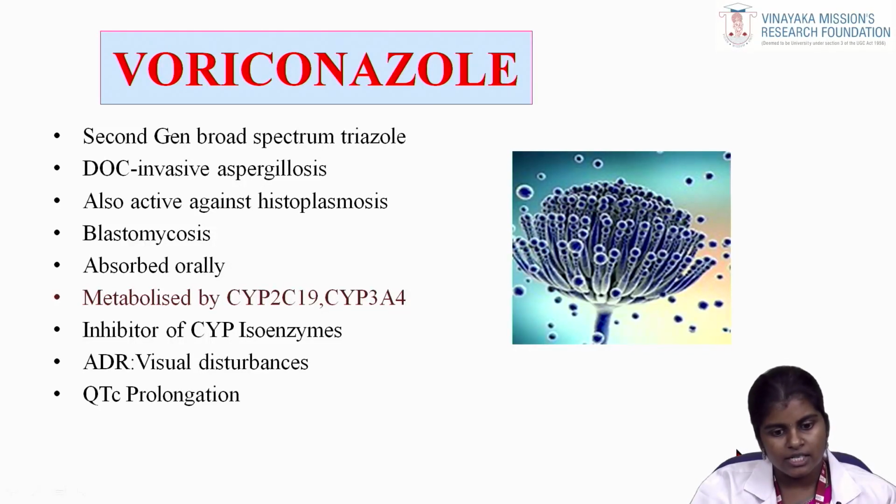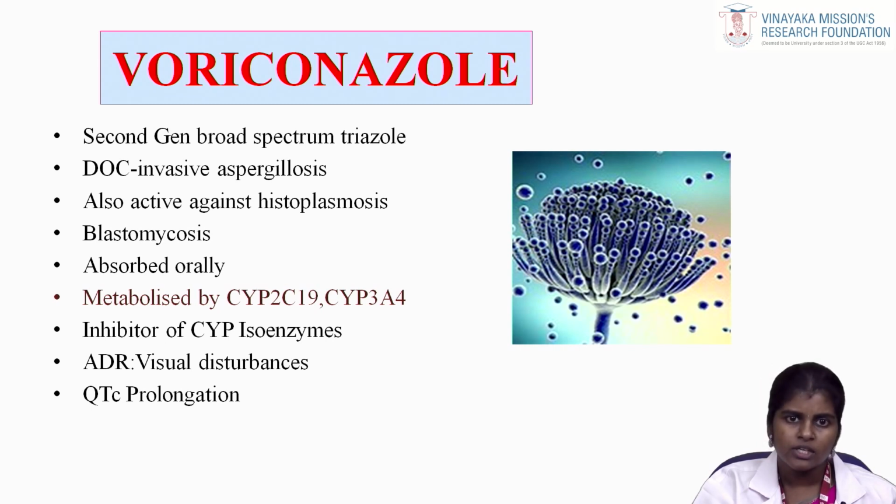Voriconazole is a second generation broad spectrum triazole. It is effective against certain fungi such as histoplasmosis and blastomycosis, and it is a drug of choice for invasive aspergillosis. It is an MCQ question. The drug of choice for invasive aspergillosis is voriconazole. It is again an inhibitor of several cytochrome P450 enzymes. It raises the blood levels of several co-administered drugs such as statins, sulfonylureas, phenytoin, omeprazole, etc.